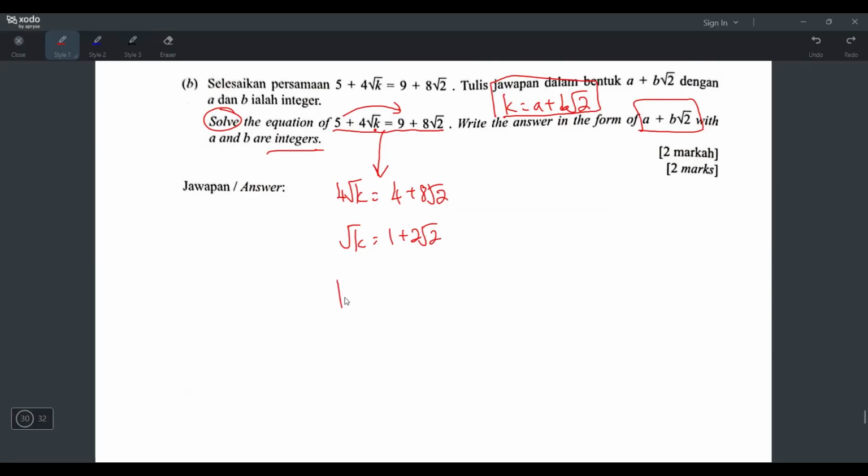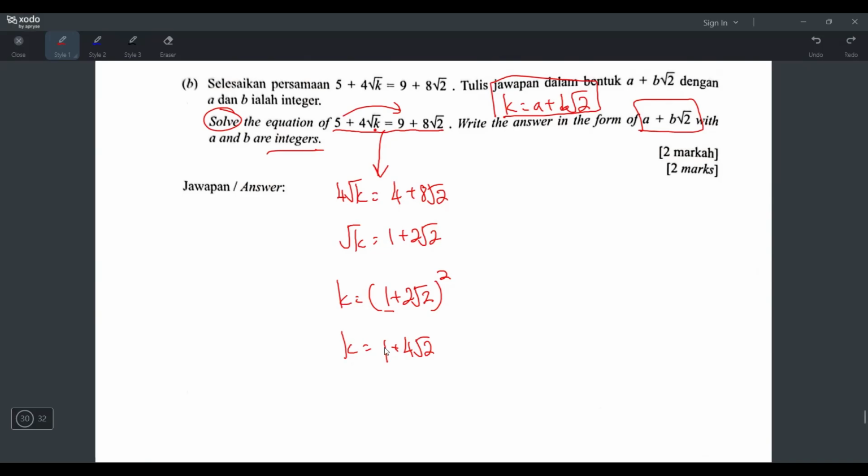Now you can find k. The square root moves over and becomes square, so just square the whole thing: 1 plus 2 square root 2, squared. Please don't take this one squared to get 1, and this one squared to get 4 times 2. This is wrong. That's not how you expand. When you expand, first take 1 squared, which is 1, then take 1 times 2 square root 2 times 2. That's the correct way. 1 times 2 square root 2 is 2 square root 2, times 2, so you end up with 4 square root 2.